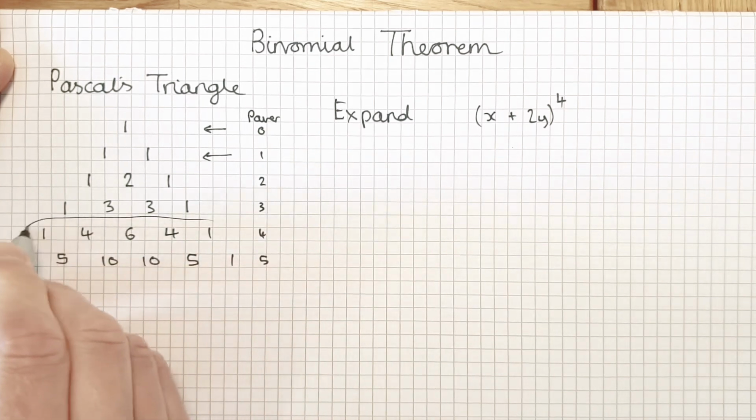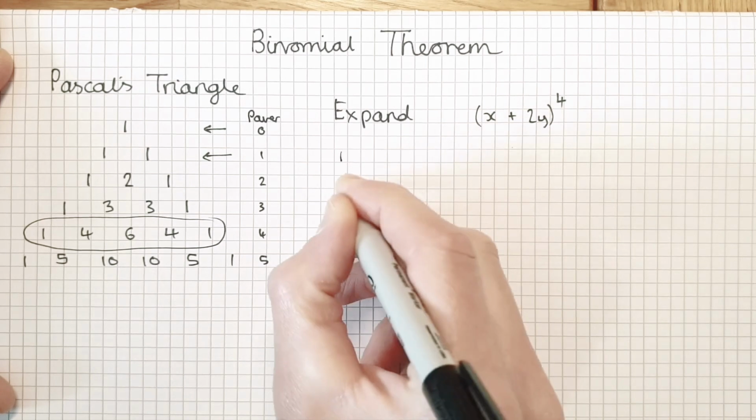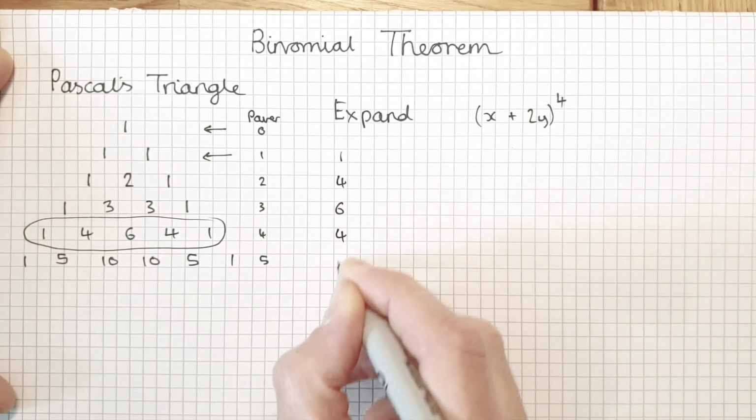So it's this one. So what we're going to do, now I like to make a little table out, writing out 1, 4, 6, 4, 1. So I'll do that just now. 1, 4, 6, 4, 1.